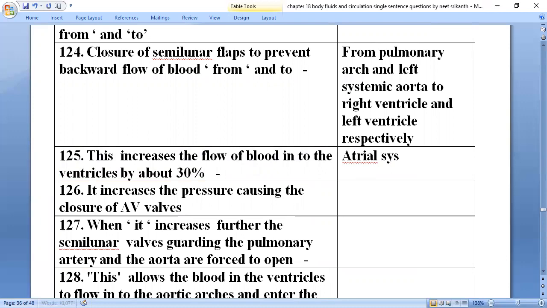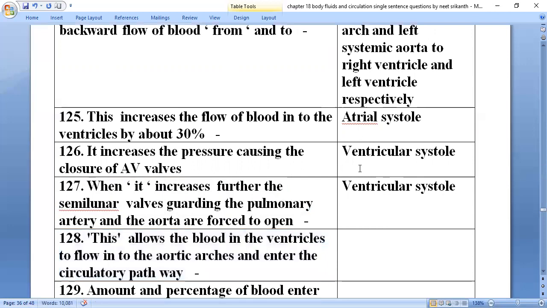We talk about atrial systole, which we just discussed. Atrial systole increases the pressure, causing the closure of AV valves. Pressure on the atrioventricular valve is then increased by ventricular systole. When it increases further, the semilunar valves guarding the pulmonary artery and aorta are forced to open. We are talking about ventricular systole. This allows the blood in the ventricles to flow into the aortic arches and enter the circulatory pathway.